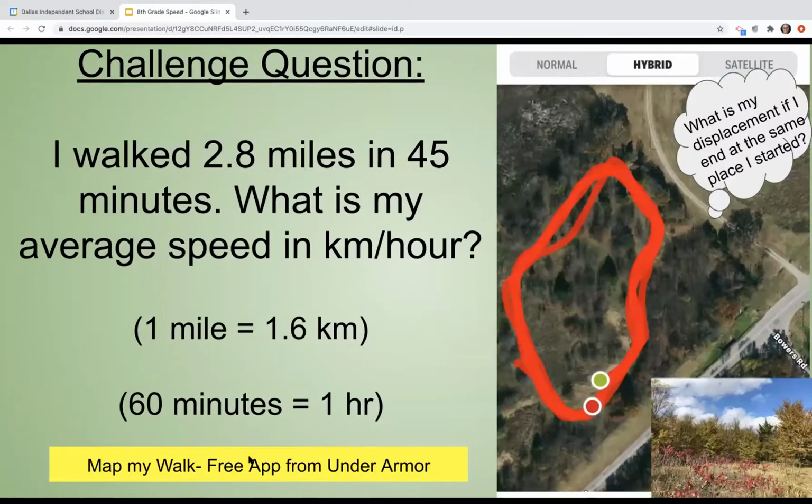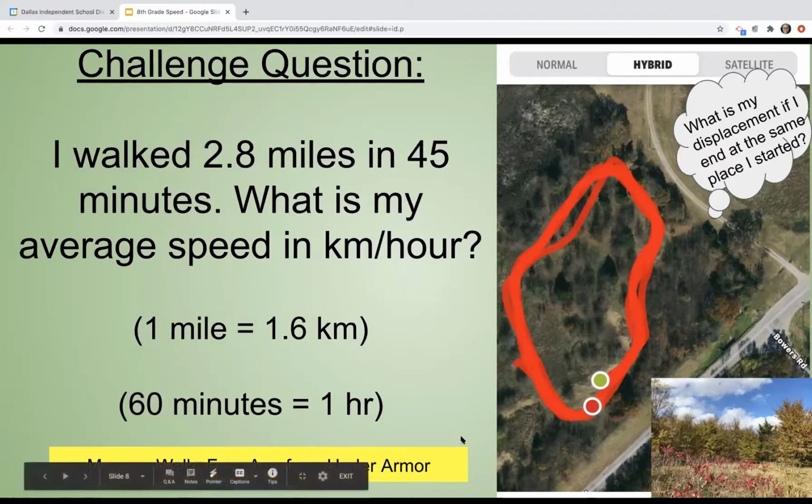And then my challenge question for you guys: I walked 2.8 miles in 45 minutes. What is my average speed in kilometers per hour? Your conversions that you'll need for this question: 1 mile is 1.6 kilometers, and of course 60 minutes is 1 hour.